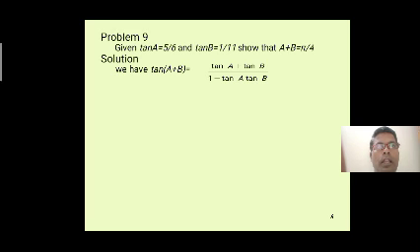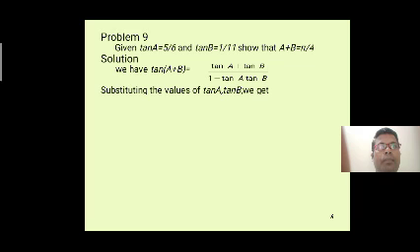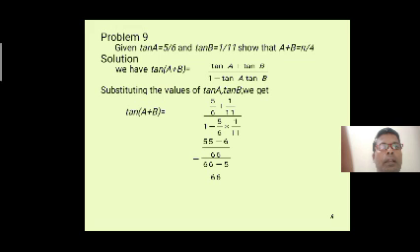We have tan of A plus B equal to tan A plus tan B divided by 1 minus tan A into tan B. Substituting the values of tan A and tan B, we get tan of A plus B equal to... what is the tan A value? 5 by 6. What is the tan B value? 1 by 11. Now we substitute here: 5 by 6 plus 1 by 11 divided by 1 minus 5 by 6 into 1 by 11.